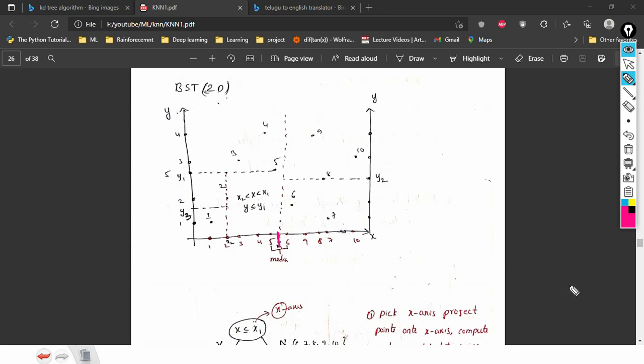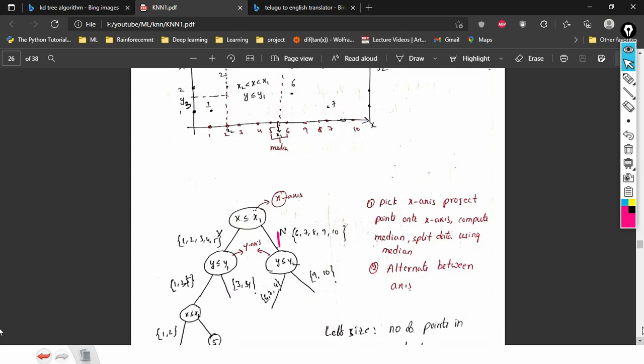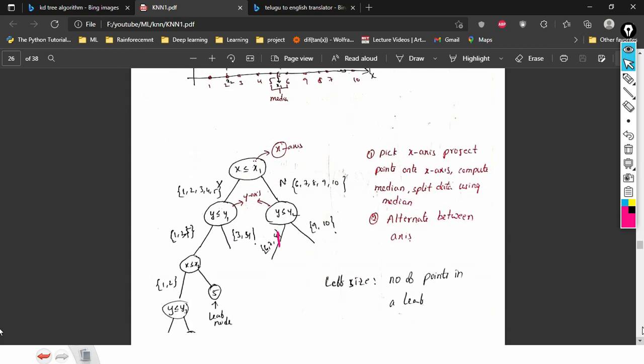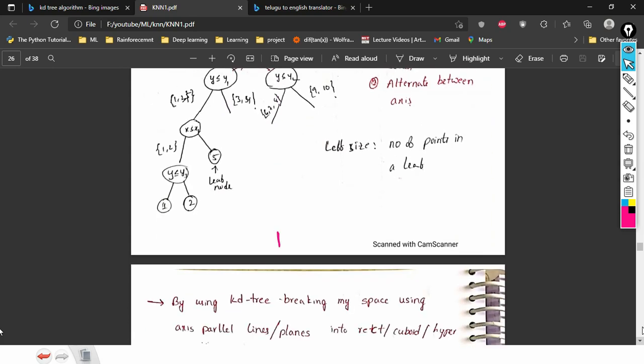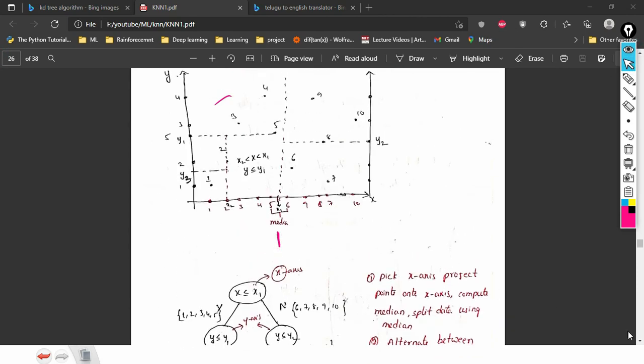Coming to the query point, this is like the binary search tree. In the last we will see it. Yeah, I will explain that one also. I think it is good to explain that one also.